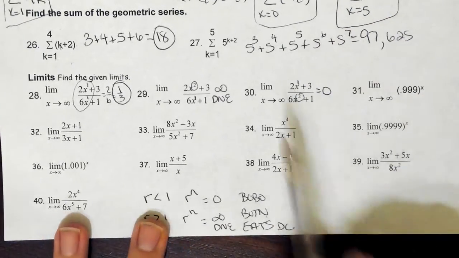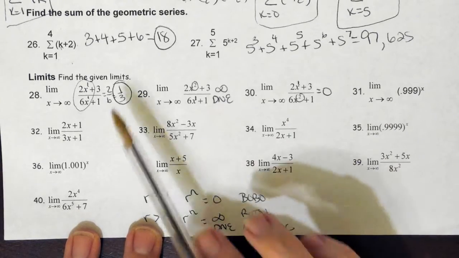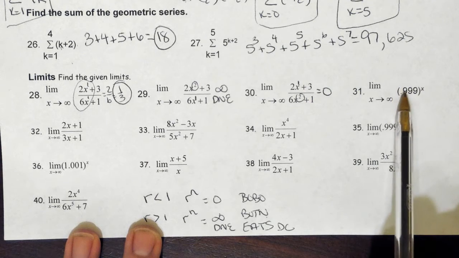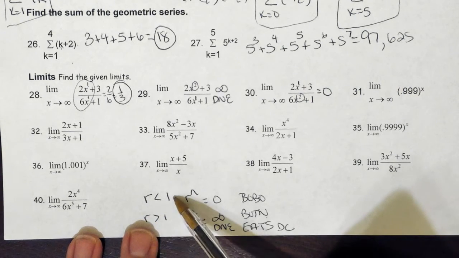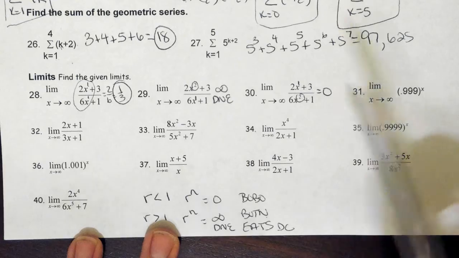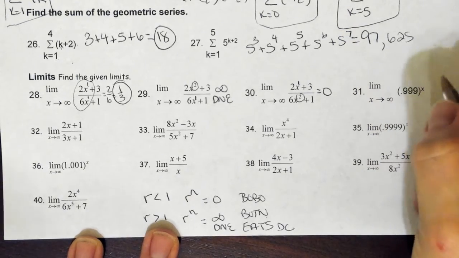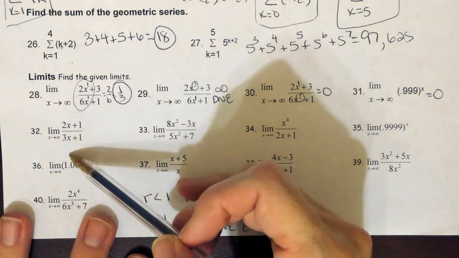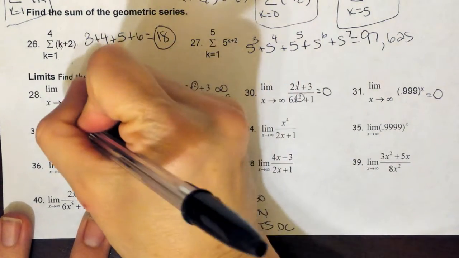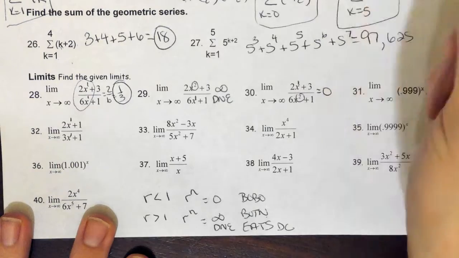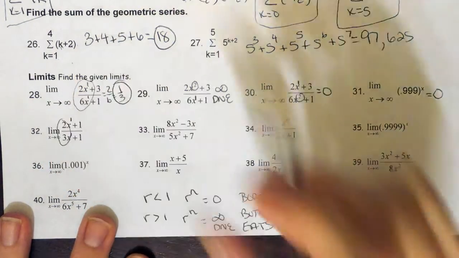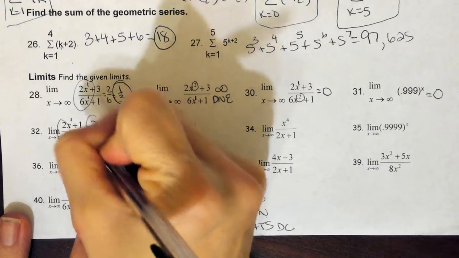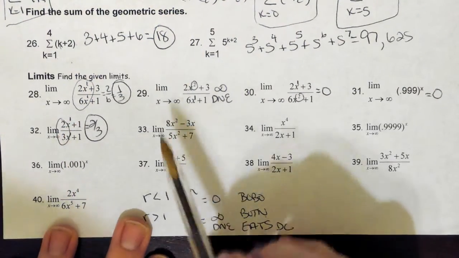31, this time I don't have a fraction like these. These aren't rationals. I don't have exponents with letters and stuff. So I've got 0.9999. That's a number less than 1 being raised to the n, or x. As I go off to infinity, it's going to approach 0. 32 is another fraction, and I have an x to the first on top and an x to the first on the bottom. They're the same, so it's an eats DC. So I divide the coefficients, and we get 2/3.